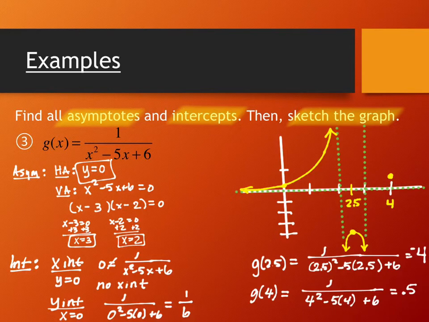The last dot at 4. If I move to the left, I have to get close to the asymptote right here. And if I move to the right, it will taper off at my asymptote that's on the x-axis, y equals 0.